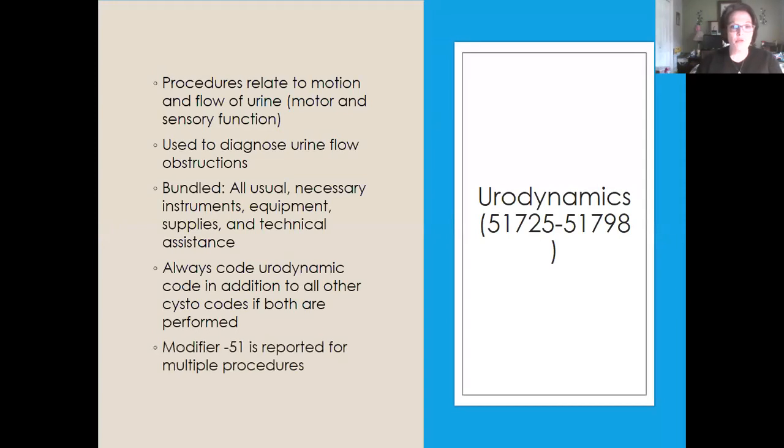Procedures related to motion and flow of urine, motor and sensory function, used to diagnose urine flow and obstructions, are bundled, as usual, with necessary instruments, equipment, supplies, and technical assistance. Always code urodynamic codes in addition to all other cysto codes if both are performed. Modifier 51 is reported for multiple procedures. That's about urodynamics, 51725 through 51798.